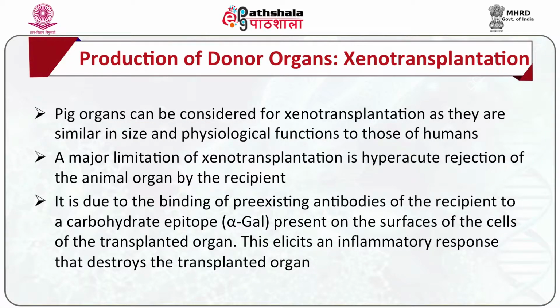Pig organs can be considered for xenotransplantation as they are similar in size and physiological function to those of human. A major limitation of xenotransplantation is hyperacute rejection of the animal organ by the recipient. It is due to binding of the pre-existing antibodies of the recipient to a carbohydrate epitope, that is alpha galactose, present on the surface of the cell of the transplanted organ. This elicits an inflammatory response that destroys the transplanted organ.